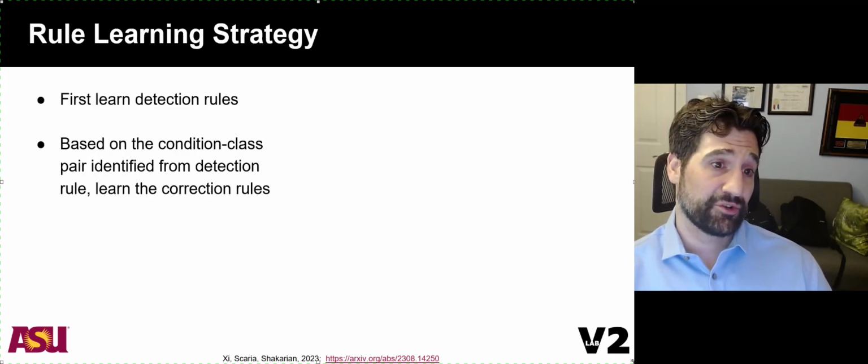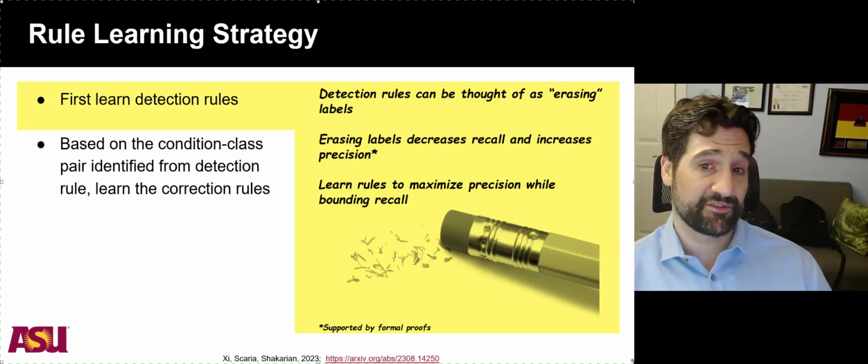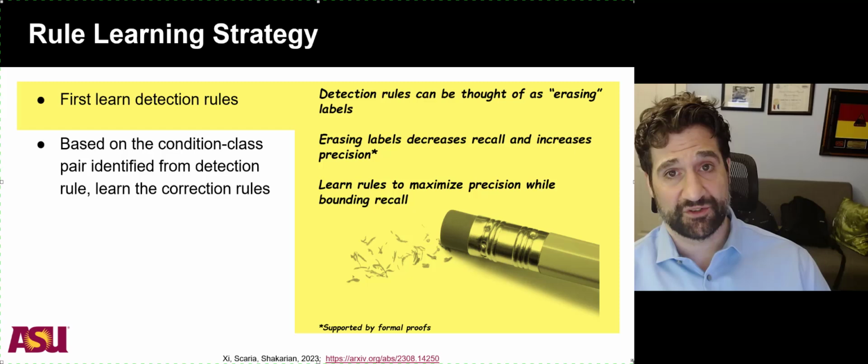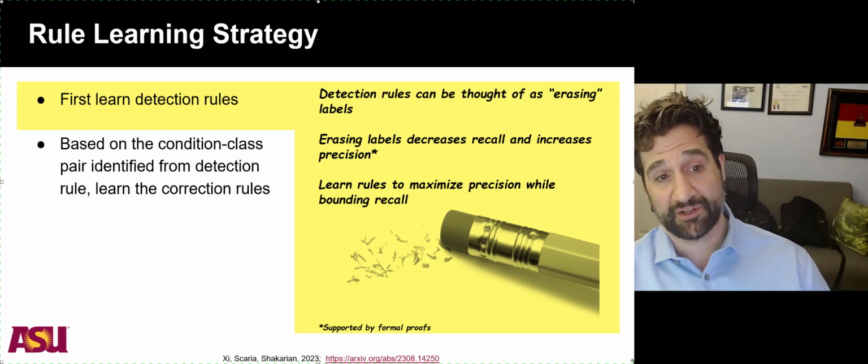So how do you learn these rules? Well, the idea is to first learn detection rules. You could think of this as erasing labels, and we do this with some combinatorial optimization. And then once you erase those labels, you can then learn correction rules.